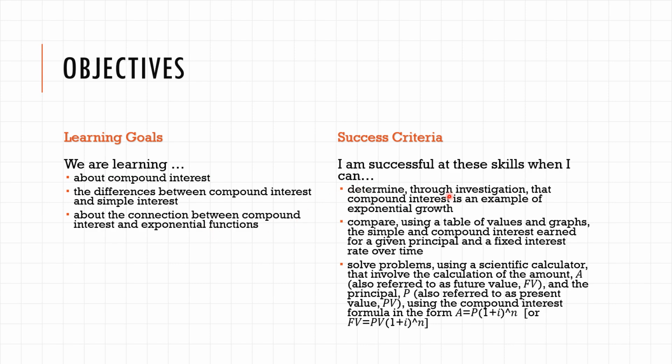By the end of this, you should have determined through investigation that compound interest actually is an example of exponential growth. You'll compare simple and compound interest with a table of values and a graph, and then you'll be able to solve problems using a scientific calculator that involve the future value of an investment that grows with compound interest.